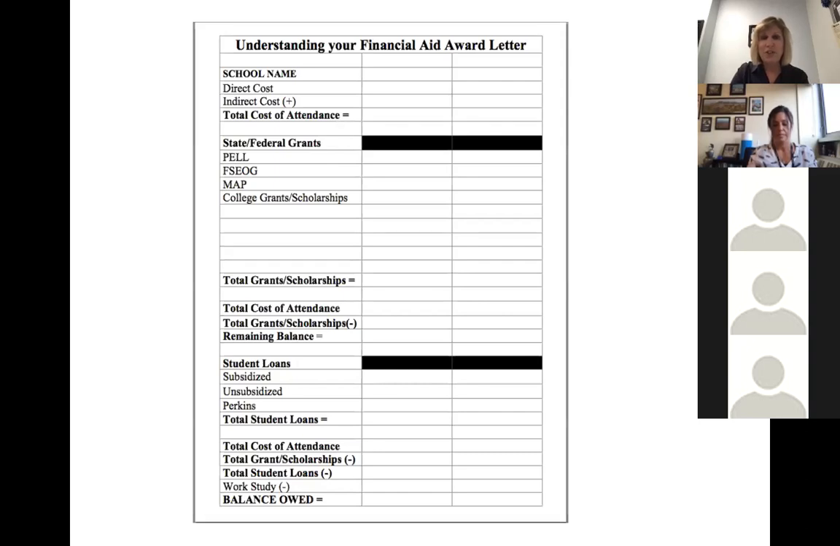All right, so this is the worksheet that Ms. Brill put in the chat, a way for you to list out a couple of your schools. You can make multiple copies of this and see them side by side. So go to those financial aid awards, plug in the direct costs for each of your colleges, the total cost of attendance, and then start looking at those award letters and plugging in what you got as far as grants and scholarships. How much is that total? How much is remaining after subtracting what you're going to get from what it costs?